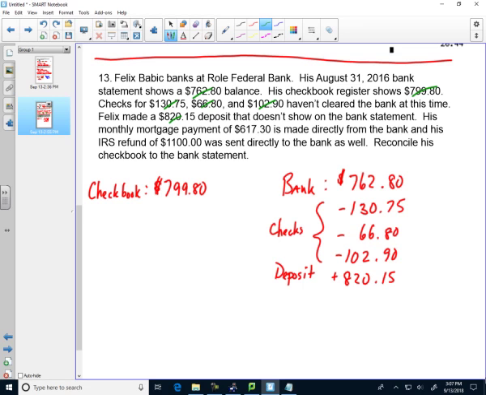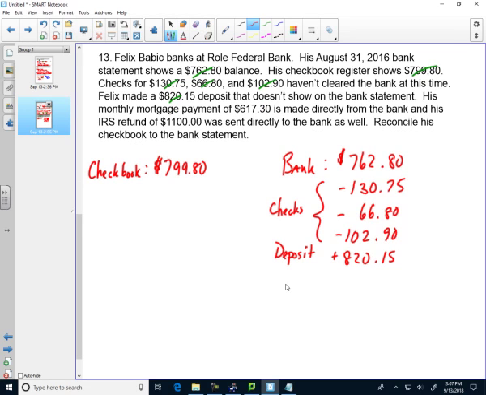His mortgage payment of $617.30 is made directly from the bank. So which side does not know about the mortgage payment? His checkbook. So it's a payment, so that's going to be a minus. So that's the mortgage. Okay, so we dealt with that number.